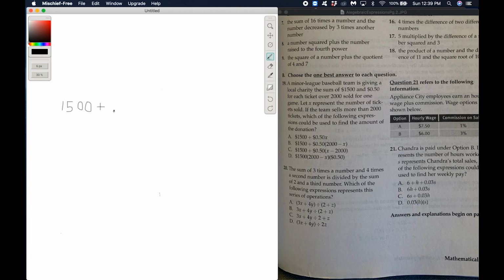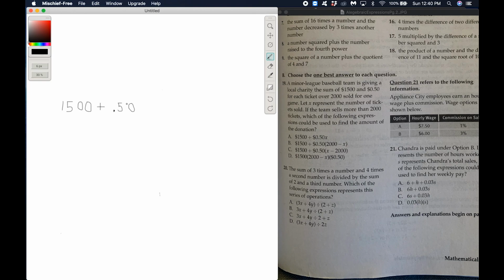50 cents. Not going to put the dollar signs here. 50 cents for each ticket over 2,000 for one game. Let X represent the number of tickets sold. So we don't know the number of tickets sold. Okay. If the team sells more than 2,000 tickets, which of the following expressions could be used to find the amount of the donation? So we know that first 2,000 tickets, they won't get this 50 cents for, okay?